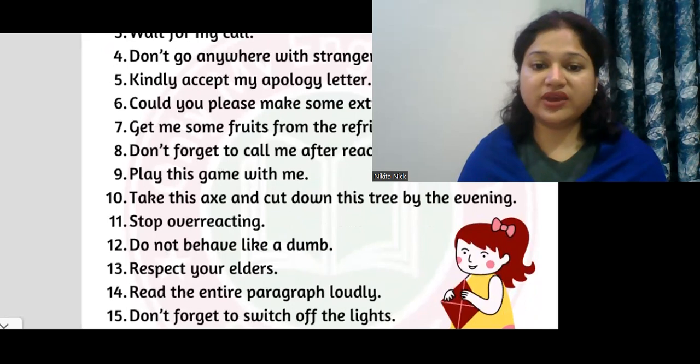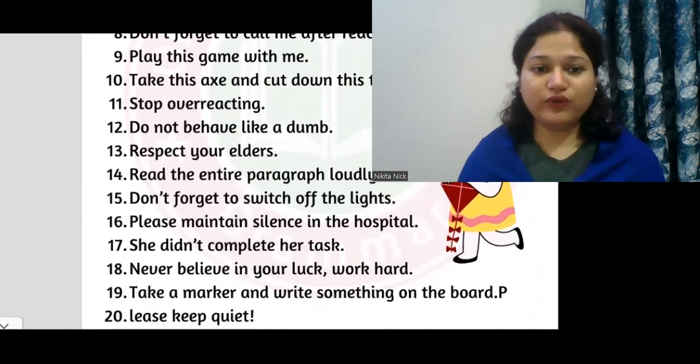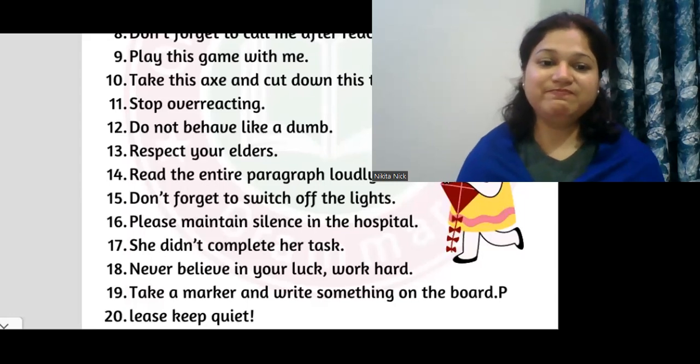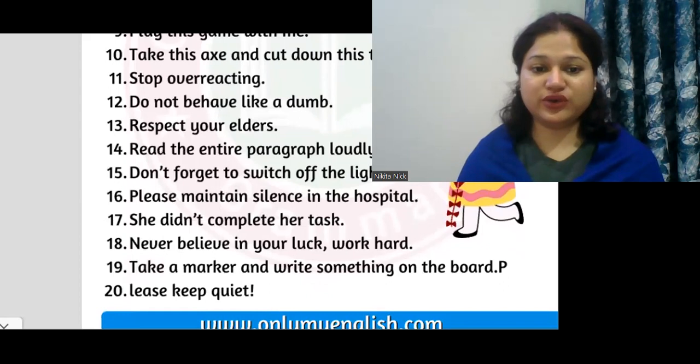Don't forget to call me after reaching the destination. Play this game with me. Take this axe and cut down this tree by the evening. Stop overreacting. Do not behave like a dumb. Respect your elders. Read the entire paragraph loudly. Don't forget to switch off the lights. Please maintain silence in the hospital.